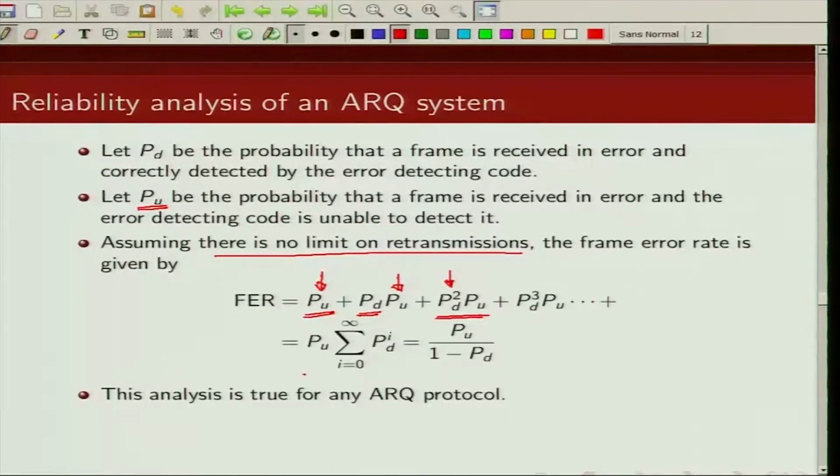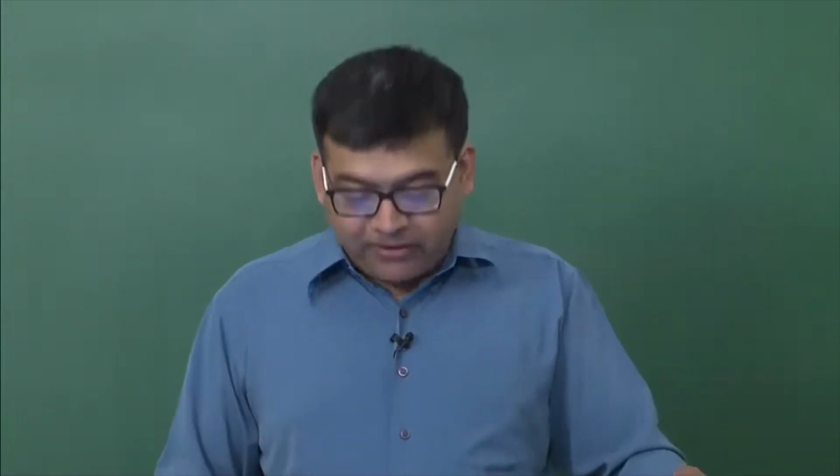So this can be written as a geometric series, as PU divided by 1 minus PD. Now this is true for any ARQ protocol. So the frame error rate depends on PU and PD. PD is the probability that it's able to correctly detect that the frame is in error. So that depends on the error detecting capability of the error detecting code that we are using.